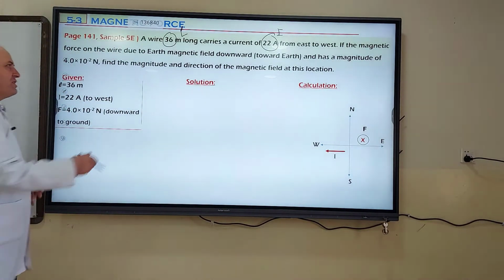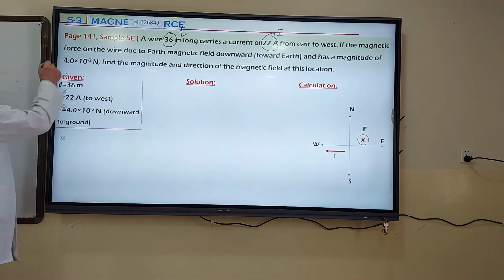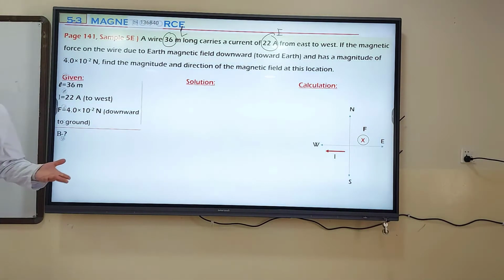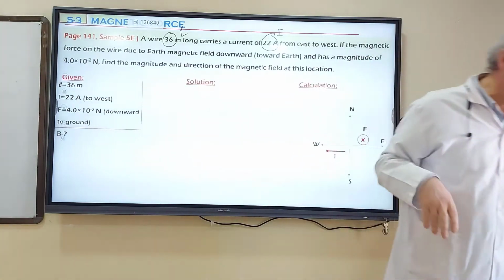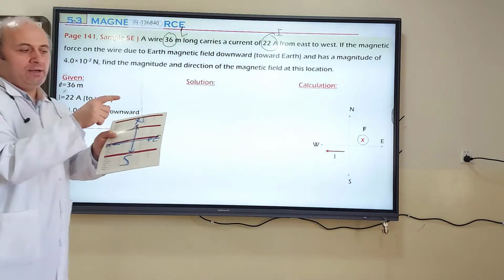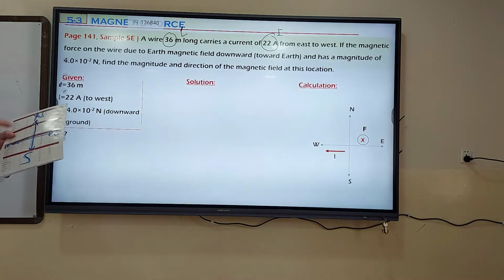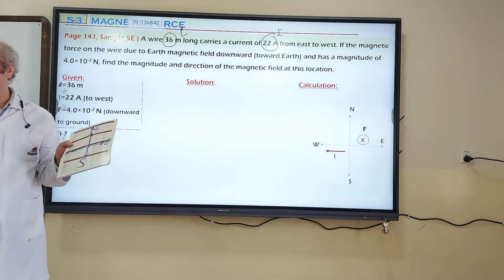Find the magnitude and direction of the magnetic field. Again, B is the question. Only difference is the set has changed. In fact, we are going to use the same way we did in the previous problem. This is the set. North is to the top of your page. South is to the bottom of your page. East is to the right of the page. West is to the left of the page. After that, you are going to apply the right hand rule.